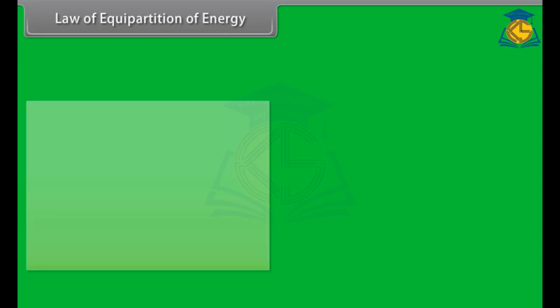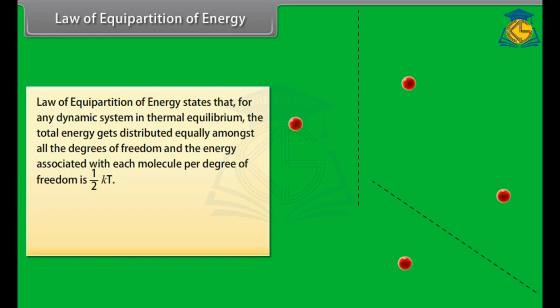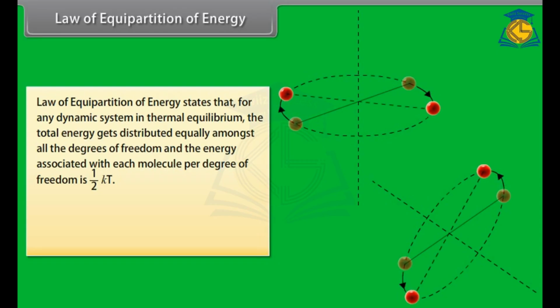Law of equipartition of energy. The law of equipartition of energy states that for any dynamic system in thermal equilibrium, the total energy gets distributed equally amongst all the degrees of freedom, and the energy associated with each molecule per degree of freedom is half kT, where k is equal to Boltzmann's constant, T is equal to absolute temperature of the system.